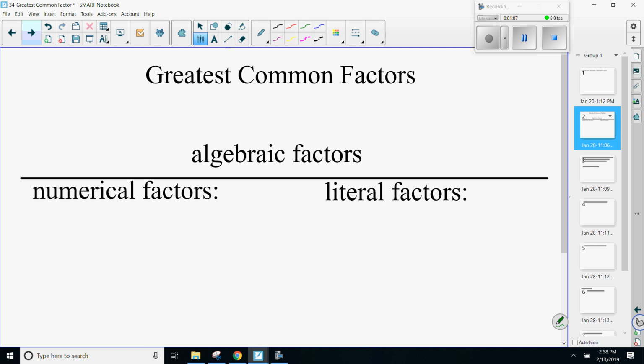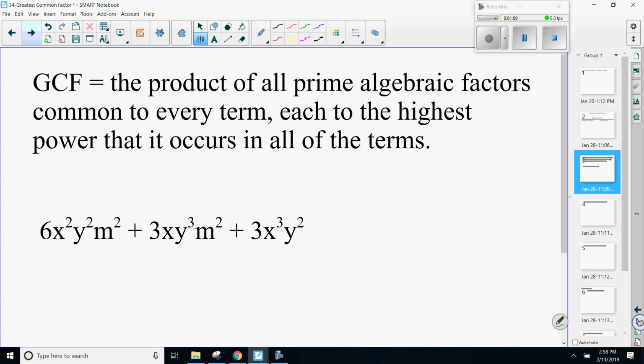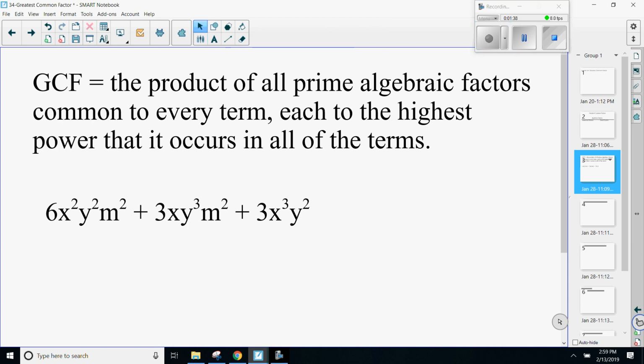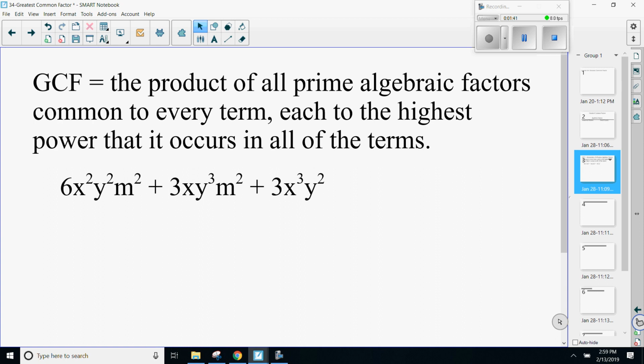We want to come up with the greatest one between two terms. So the greatest common factor is the product of all prime algebraic factors that has to be common to every single term, each to the highest power that it occurs in all of the terms. So for an example, part of the reason you do prime factorization, if you were to look at this trinomial here, because you have three terms.